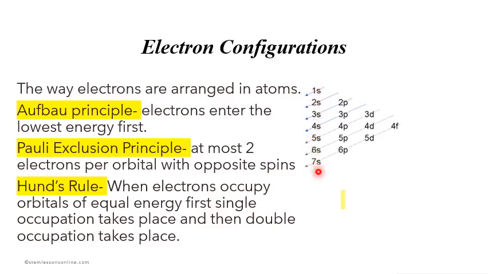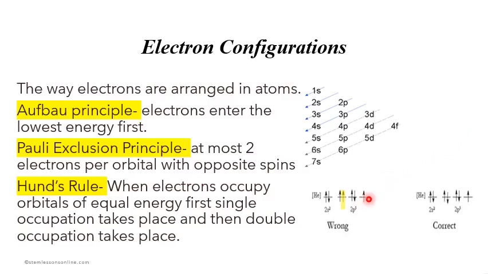S can hold a maximum of 2. P can hold a maximum of 6. This is 10 and this is 14. And now Pauli's exclusion principle: at most 2 electrons per orbital with opposite spin. I'll show you what that means.